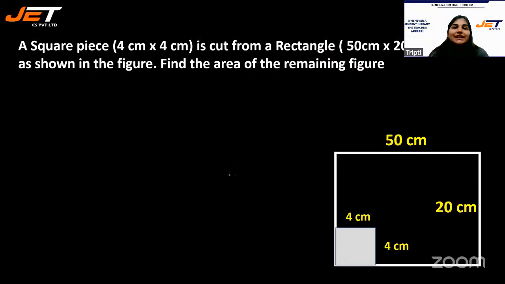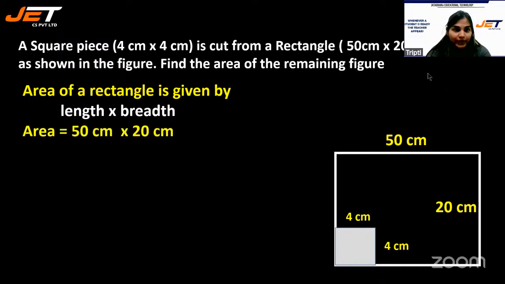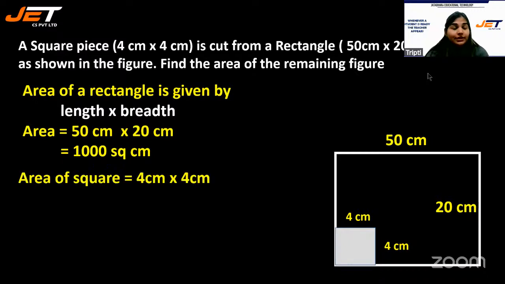So from the entire rectangle, actually a rectangle is given to you, no? From that you have taken out a square. So from the entire area of the rectangle, take out the area of the square. Area of a rectangle is length times its width or breadth, which is 50 times 20, equal to 1000 centimeters square. And from that, take out the area of the square that you are cutting.